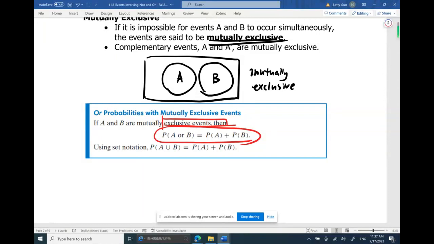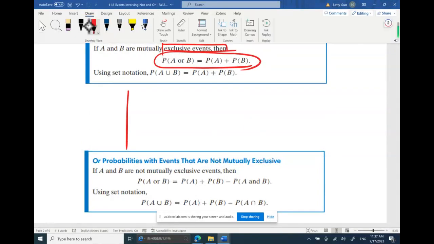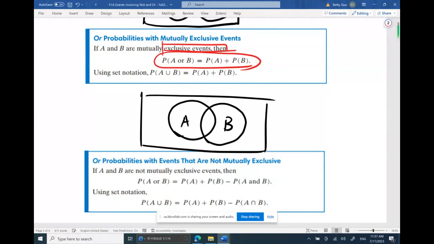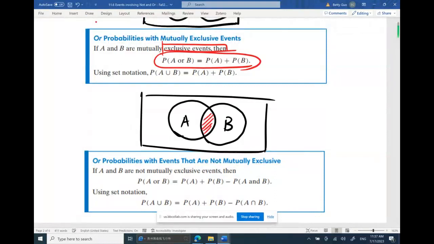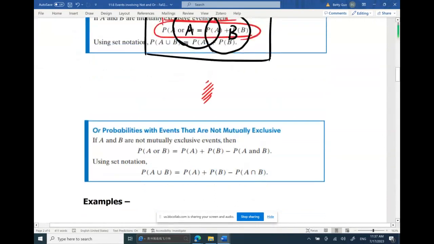And what if the two events are not mutually exclusive? A regular case. Let me draw the Venn diagram demonstrating two events that are not mutually exclusive. They have an overlapping part. They are not disjoint, they have common parts. Then how should we find the probability of A or B? You might remember in set theory, chapter 2, we have this formula.